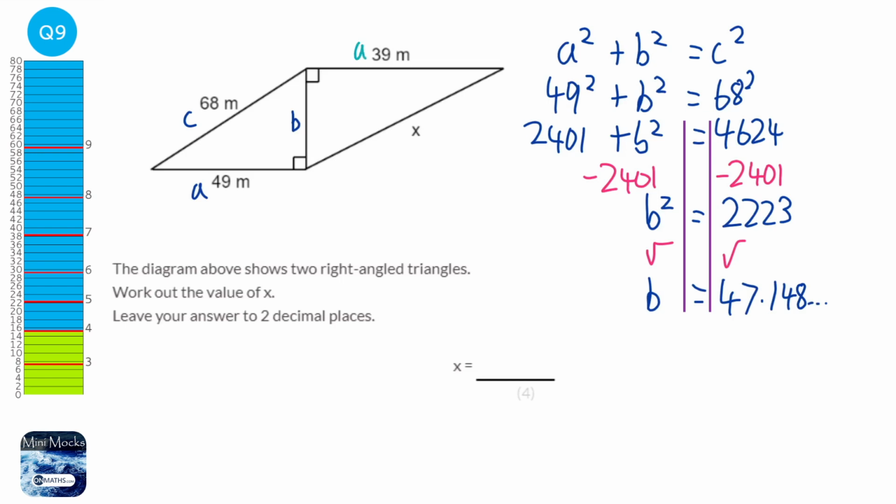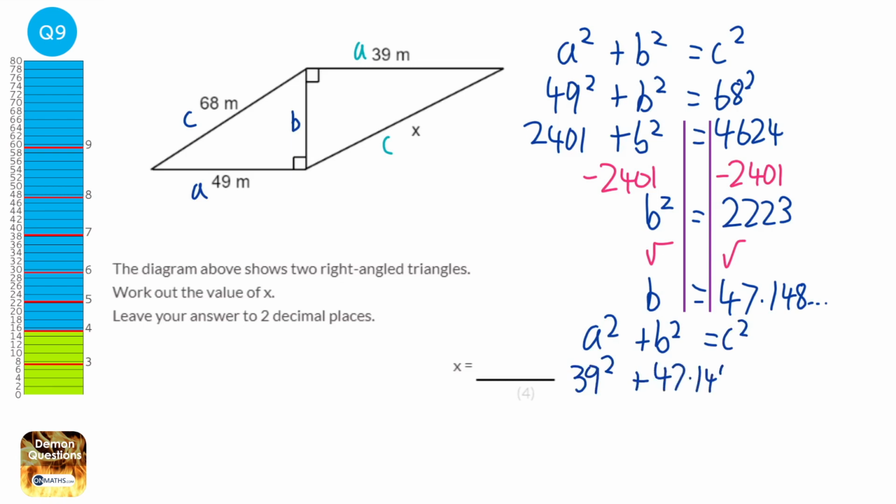we've got our B, and we're going to call X the C. So it'd be A squared plus B squared equals C squared, but this time A is 39. B we are given as 47.148, we've just worked that out, and we're looking for C. In fact, we can call it X now.